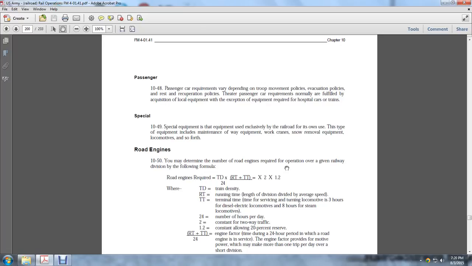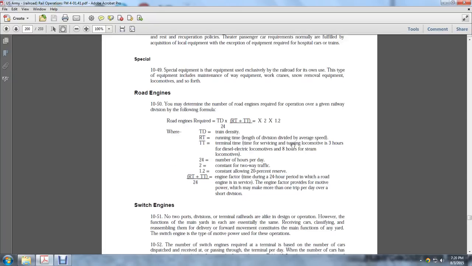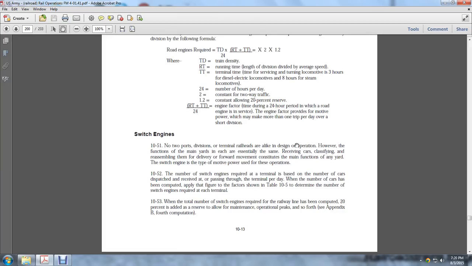The RTT plus 2 TT, the running time plus the terminal time, divided by 24, is the engine factor. It provides the amount of motive power which makes more than one trip per day over the short division. Switch engines. No two ports, divisions, terminals, or railheads are alike in design and operation.